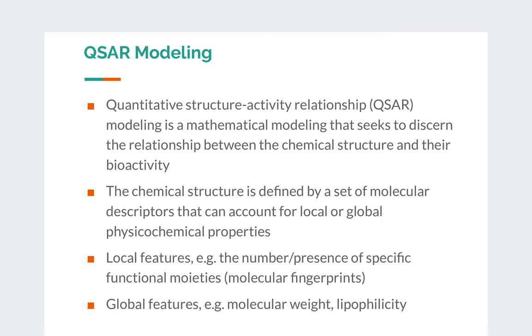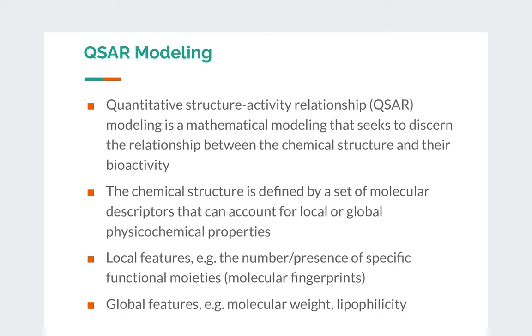Does it have a carboxylate group? Does it have benzene? Does it have aldehyde? And there are so many. There are hundreds of substructures, right? The small components, they also call it the substructure or the functional group. So these are then called molecular fingerprints, okay? The molecular fingerprint will be called the local feature because it tells you the constituents, the composition.